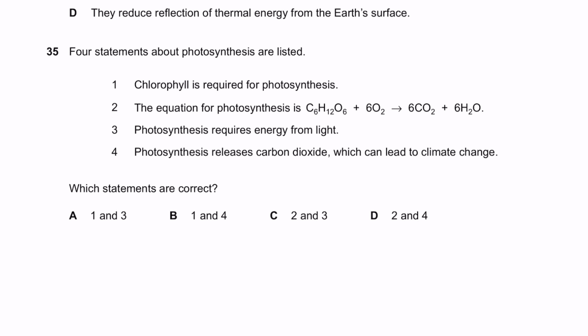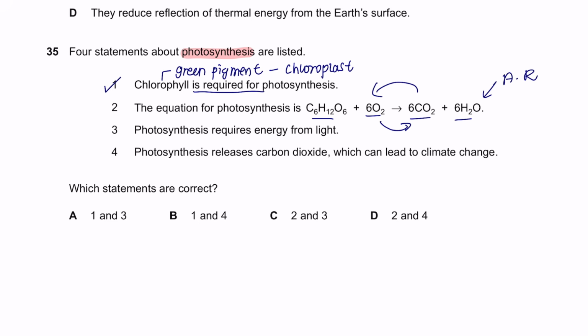Next, question 35. 4 statements about photosynthesis are listed. Chlorophyll is required for photosynthesis. This is correct. Chlorophyll is a green pigment that you will find inside the chloroplast. The equation for photosynthesis is glucose plus oxygen gets carbon dioxide and water. It's actually the other way around. This over here is the equation for aerobic respiration. So any option with 2 we can cancel out. Photosynthesis requires energy from light. This is correct. Photosynthesis releases carbon dioxide, which is wrong. It releases oxygen. So the answer is 1 and 3.